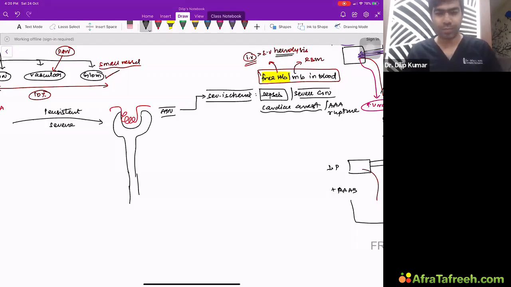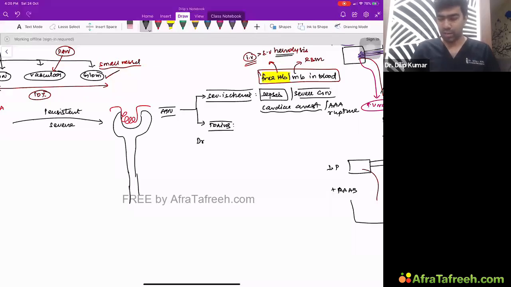Okay. Or you can get it with many other conditions. Many toxins can produce acute tubular necrosis basically. What are the toxins that can result in acute tubular necrosis? For example, many drugs can produce acute tubular necrosis.